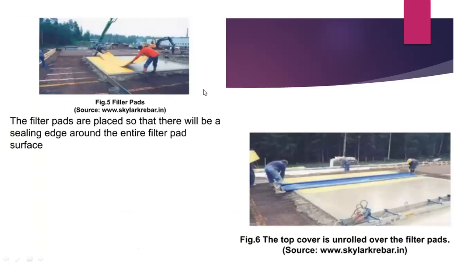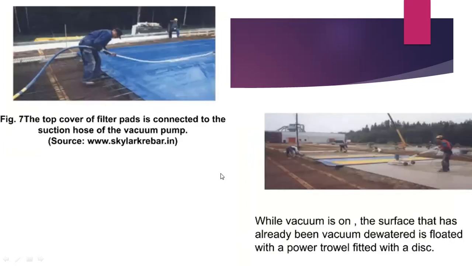So you can see in the first picture that filter pads are laid. It gives a 4 inch gap on all 4 sides. The filter pads are placed so that there is no sealing edge around them. Then over that we roll out the top cover.